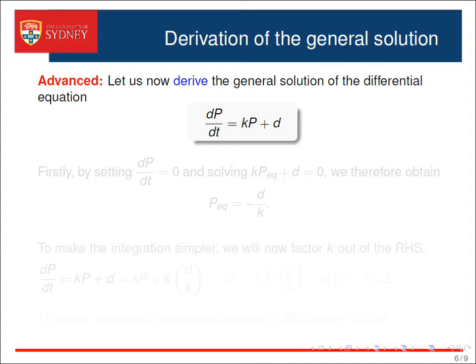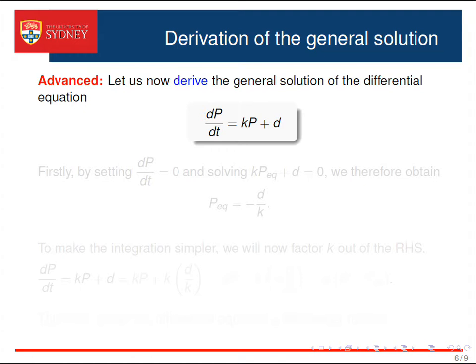Slide 6. Derivation of the general solution. By using an educated guess and then verification above, we found that the general solution of the first-order linear differential equation dp dt is equal to kp plus d is p of t is equal to a e to the kt plus the equilibrium solution.